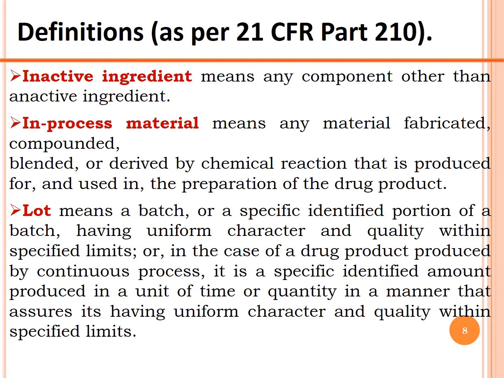In-process material means any material fabricated, compounded, blended, or derived by chemical reaction that is produced for, and used in, the preparation of the drug product. Lot means a batch, or a specific identified portion of a batch, having uniform character and quality within specified limits, or, in the case of a drug product produced by continuous process, it is a specific identified amount produced in a unit of time or quantity in a manner that assures its having uniform character and quality within specified limits.